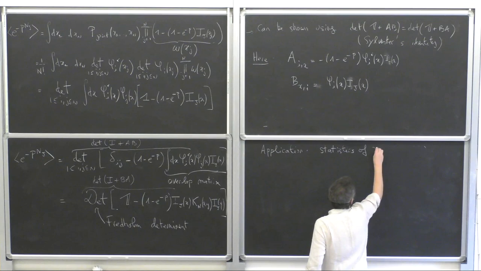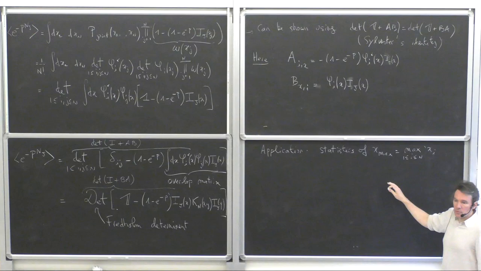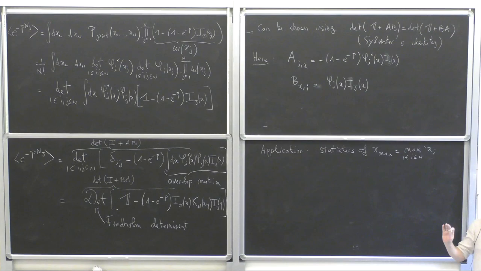Okay, which is the max of the Xi. So in the language, if you think of the harmonic oscillator for fermions, that would be like the lambda max of the GUE, that we have discussed yesterday. So how come it is related to that?